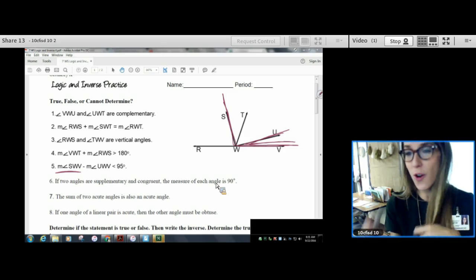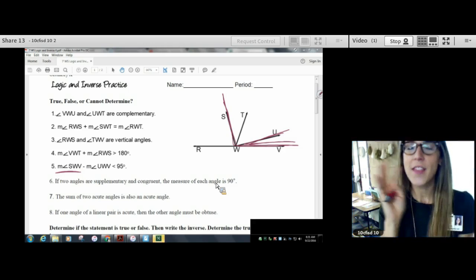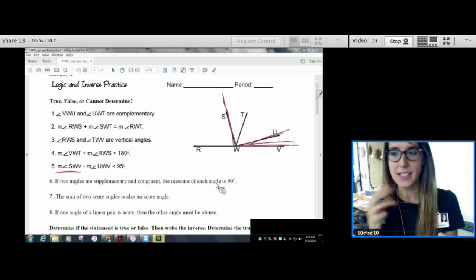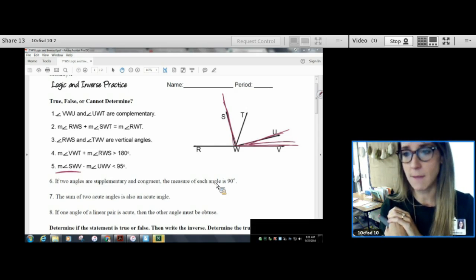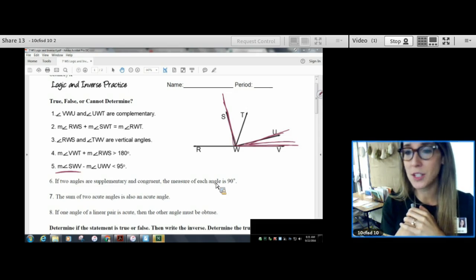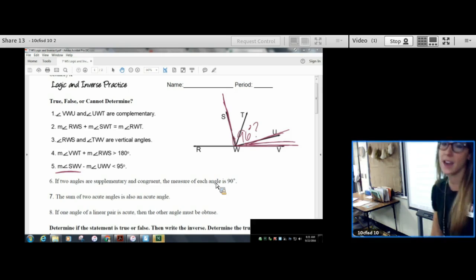Good point. No protractors on this one. There are times when we use a protractor, and there's times when a diagram is just a diagram, and it's not always to scale. So sorry about that. Since we don't know a lot about SWV, and quite honestly, we don't know much about UWV, we really want to think that when we subtract those, it's going to be less than 95. But you know what? That angle could be a right angle. That angle could be 96 degrees. We don't know. So cannot determine.